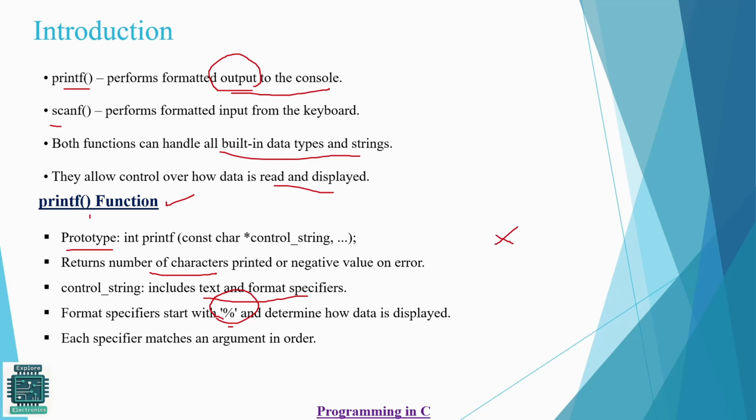A format specifier starts with this percentage symbol, and if we write d here, it means the data type is int. In the same way, there are many data types we use with format specifiers. We are going to see this later in this section. Each specifier matches an argument in order.